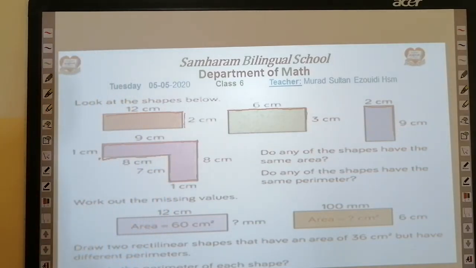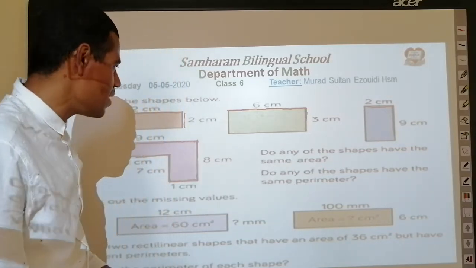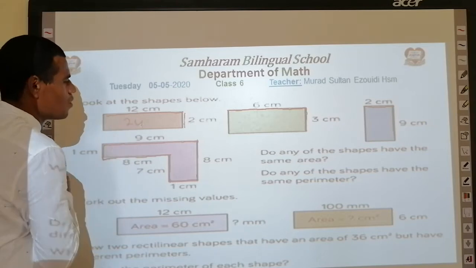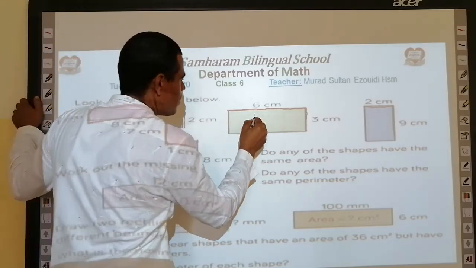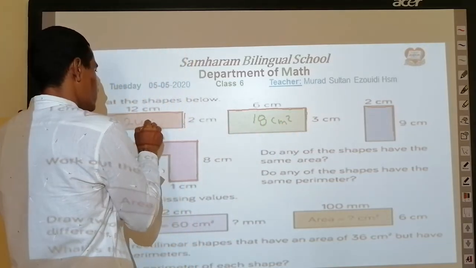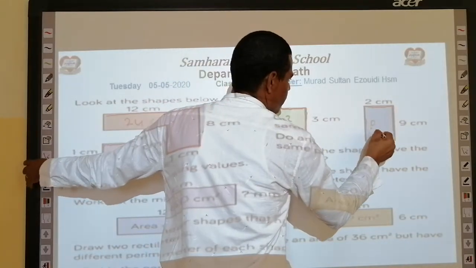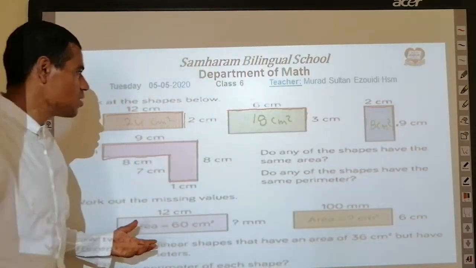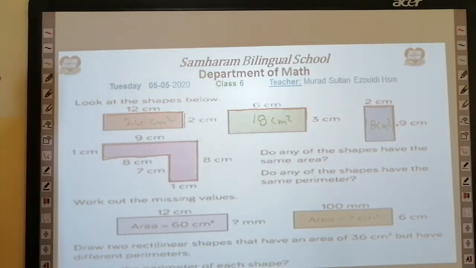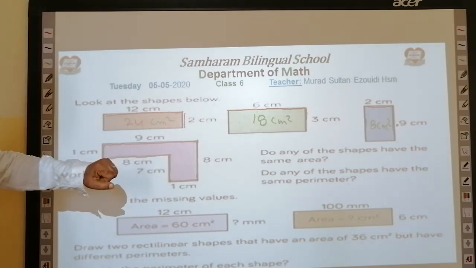Look at the shapes below. Do any of these shapes have the same area? Do any of these have the same perimeter? Yes or no? So, I thought we did this. We found the area is 24, and this one 18, of course centimeters squared. Here you can see that this rectangle and that have the same area. Then, do any of these shapes have the same perimeter?